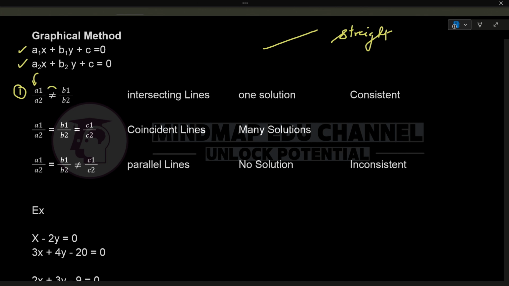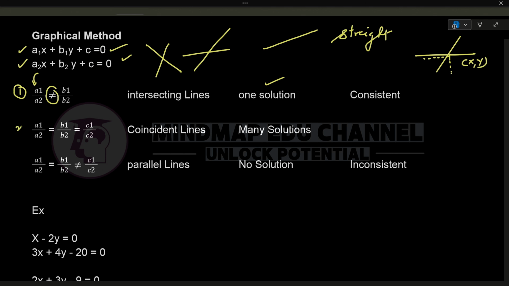So if they are not equal, then what kind of graph will we get? We will get two lines, one line from each equation, and they will intersect each other. They can intersect like this, they can intersect like this. Anyway, the two lines will intersect and they will have one solution. Because you see, if my graph is intersecting like this, I will get one point from the x-axis and one point from the y-axis. So in this way, I will get one solution for these equations.